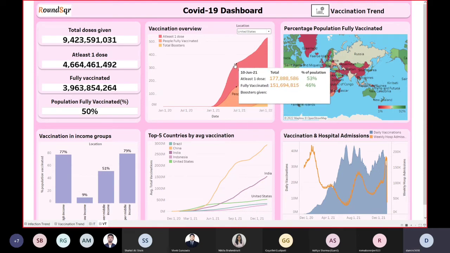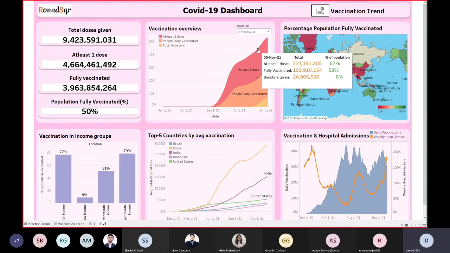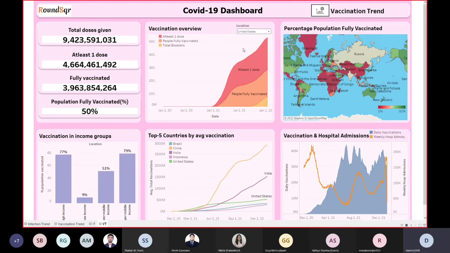So for example, on 10th January 2021, 53% of the population in the United States got at least one dose, 46% were fully vaccinated, and no boosters were given till that time. Till 5th November 21, still 7% population got one dose, 58% fully vaccinated, and 8%. Likewise, we can check for any particular country that we want to.